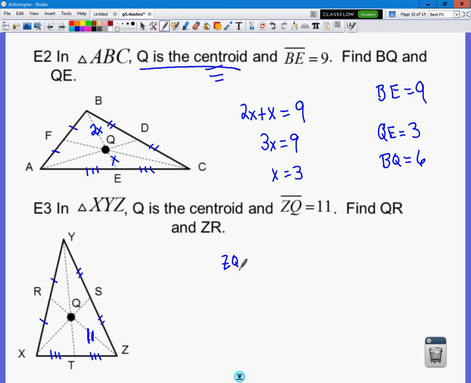Well, I know ZQ is equal to 2 times that of QR. But ZQ was 11. How would I find what QR is? How would I get QR by itself? Divide by 2 and it'd leave me QR is equal to 5.5.